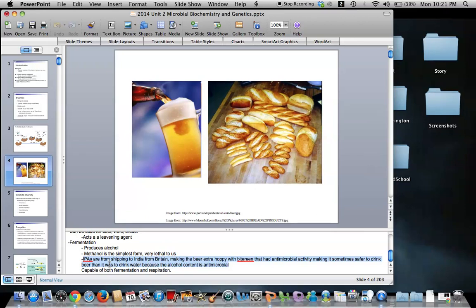Fun fact, IPAs come from when they would ship beer, I think, from Britain to India, and they would make it extra hoppy so that it would have an antimicrobial effect, and so that the beer wouldn't spoil. And that was actually safer to drink than water at the time, because of sanitation.